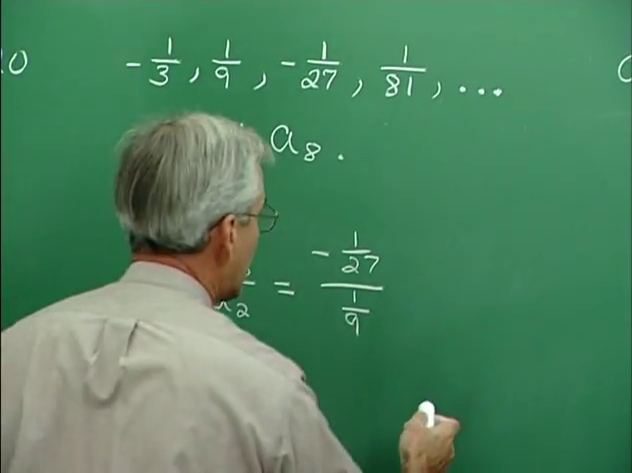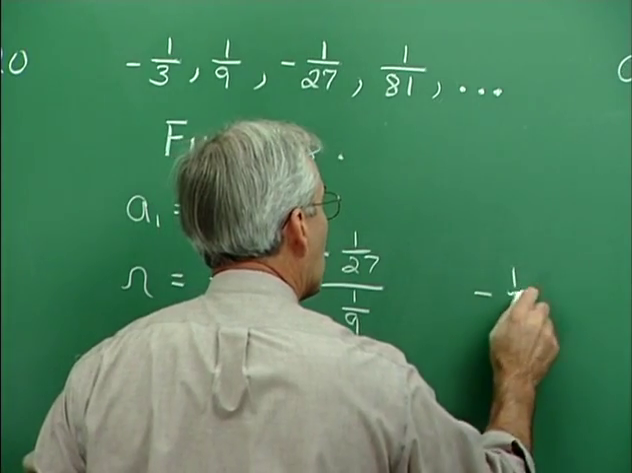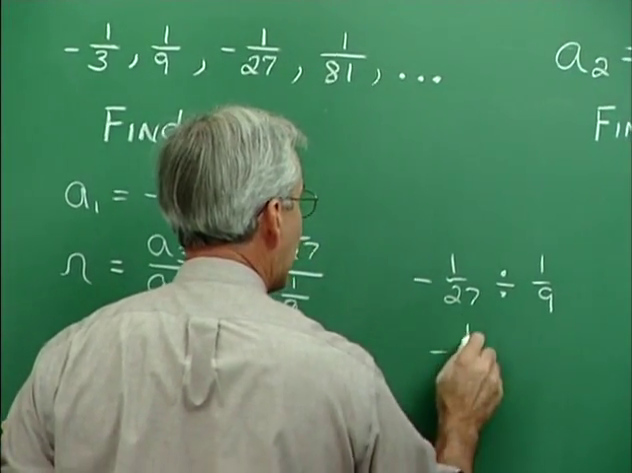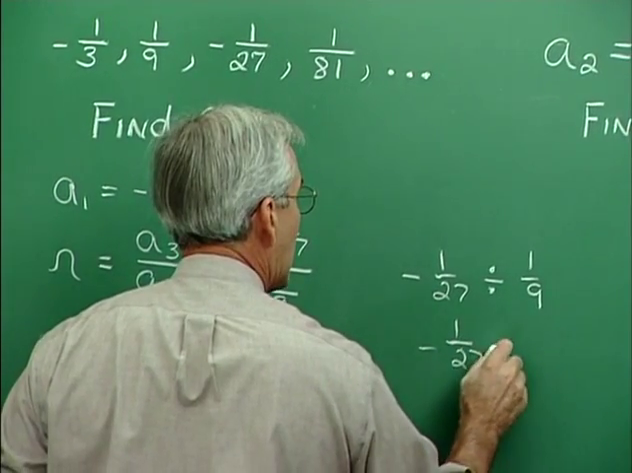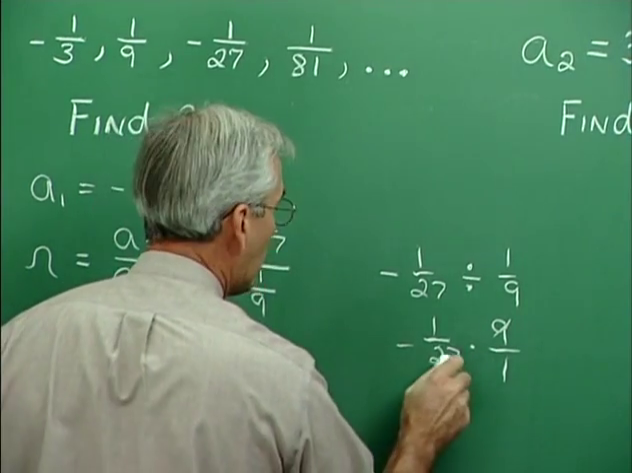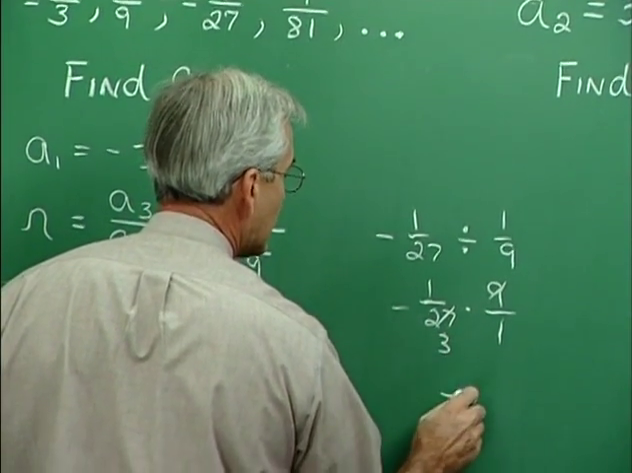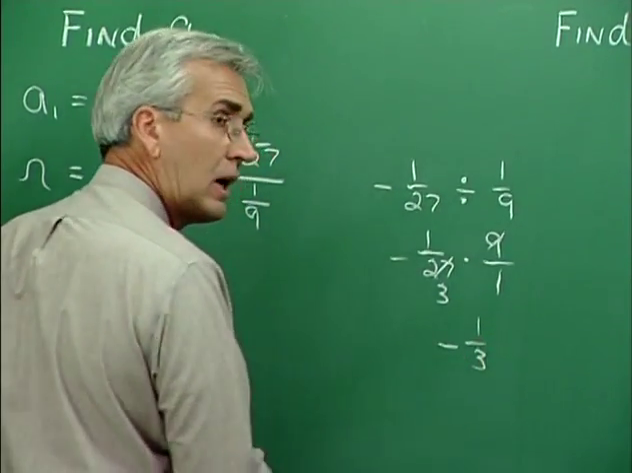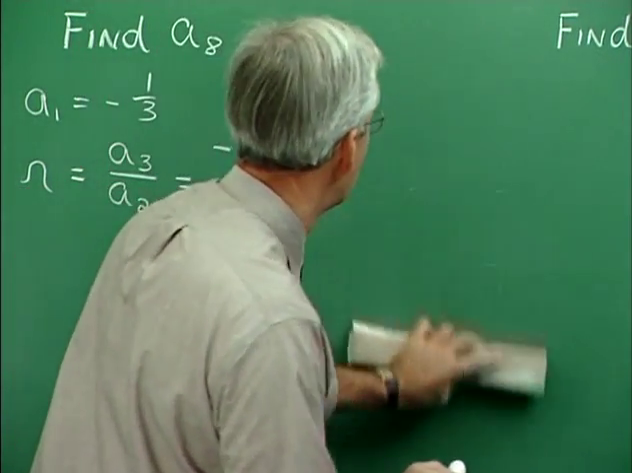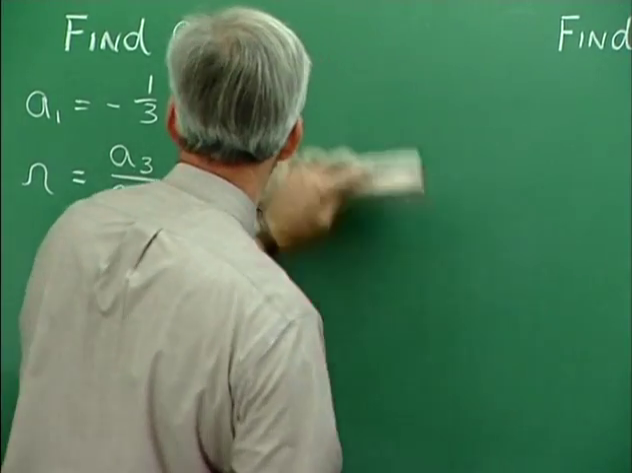Now, it's a complex fraction, and we know that it's negative 1/27 divided by 1/9, which means negative 1/27 times 9/1. Oh, happy day, we have a cancellation. The 9 and the 9 give 1, and the 9 and the 27 give 3. So we get negative 1/3 for the common ratio. So that's the way to make the calculation if we're ever confused. Okay, negative 1/3 then is the common ratio.